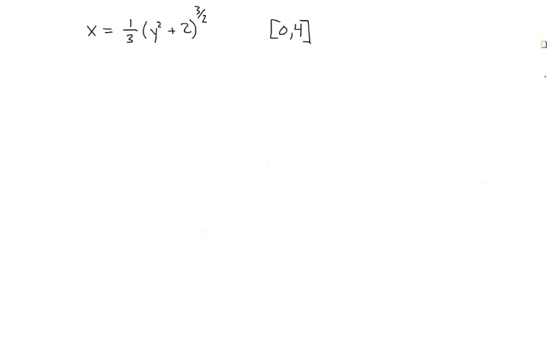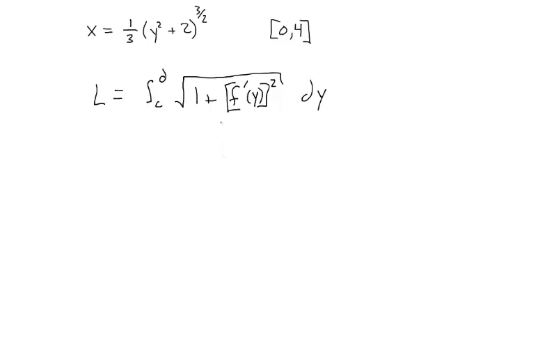In my next example, we have x is equal to 1/3 times y squared plus 2 raised to the 3/2 from 0 to 4. And the only difference between this problem and the last problem is now because we have an x is equal to, we're going to have L equal to the integral from c to d of the square root of 1 plus f prime of y squared dy. So again, the same thing that I did last time. I'm going to work on underneath the square root and then I'm going to add everything into the formula.